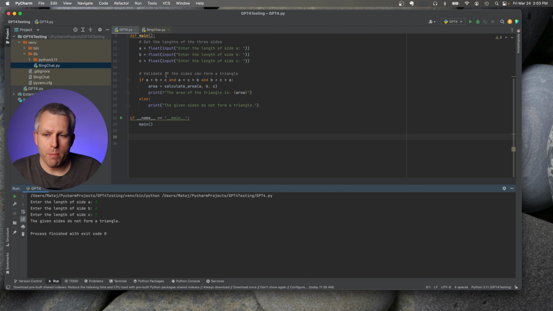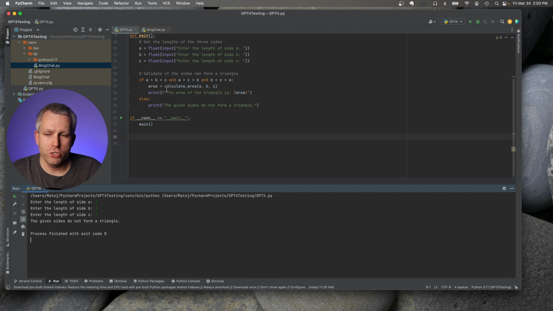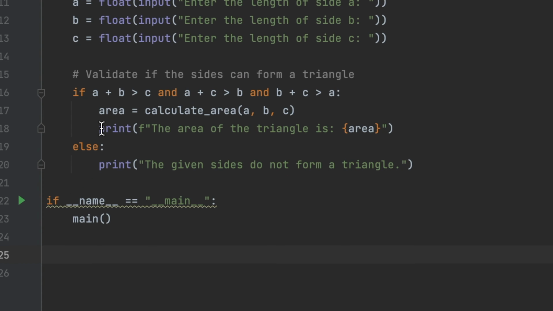So that's this second part of the code. It validates if the numbers you give it can form a triangle. So it tests each possibility: A plus B is bigger than C, A plus C is bigger than B, and B plus C is bigger than A. If any of those conditions are not met, then the numbers you give it cannot be a triangle. So it prints that if it's okay, it will give you the area, and if it's not okay, it will give you the statement, the given sides do not form a triangle.